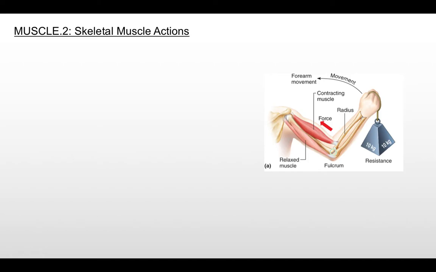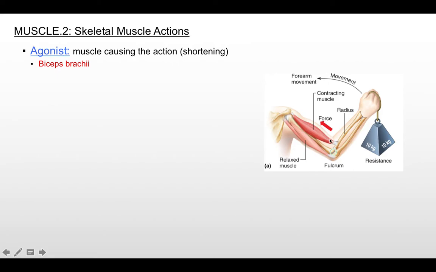For this standard, you're going to have to classify specific muscle movements based on what class of lever they are and identify specific terms related to how muscles do work. So we're going to do an example here together using the idea that this person is lifting a weight using their bicep. So first term, the agonist is the muscle that's causing the action. It's the muscle that's doing the work, the one that's contracting, the one that's shortening. And so for this example, it would be our biceps. We can see very clearly that he or she is using their biceps brachii to lift up that weight.